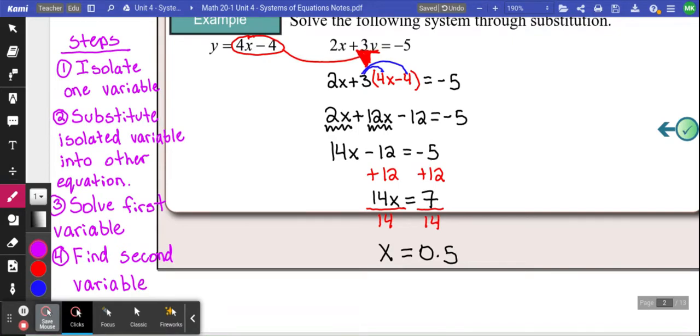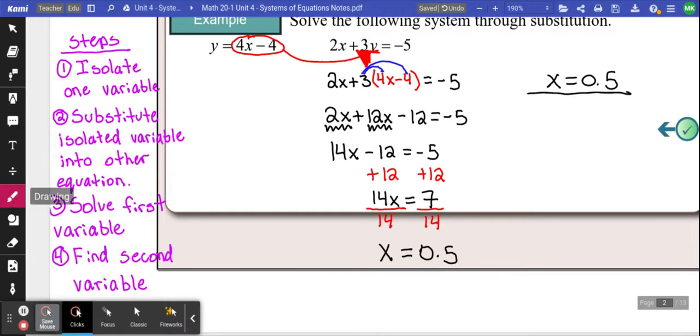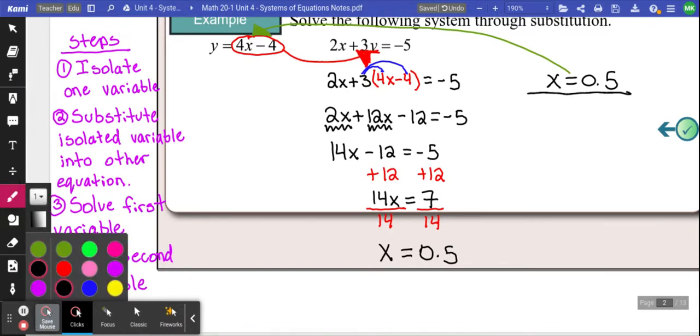All right, what we're going to do is I like to make a little chart. So I go over here and I say x equals 0.5. And what I'm going to do is take that value and substitute it into either one of my original equations. With substitution, you could substitute it into that first equation, and it works out really nicely. So I'm going to change that x to be 0.5. So I now have y equals 4, instead of x I'm putting 0.5, minus 4.